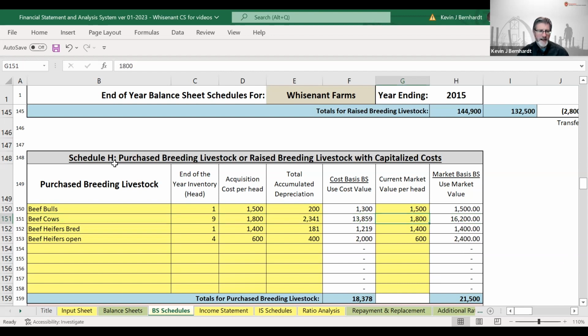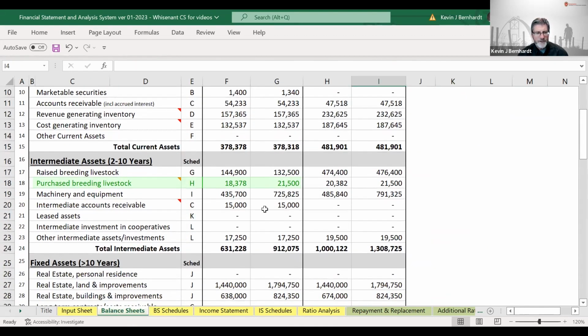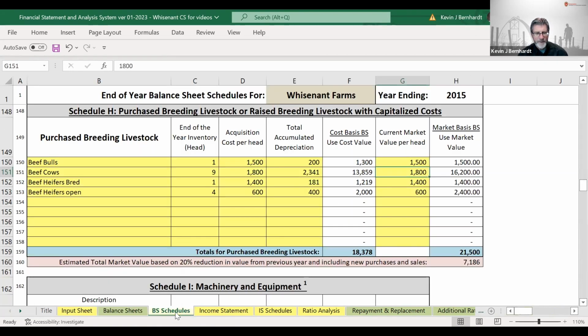So that sort of takes care of the purchase breeding livestock side. As you can see, that adds up to $18,378 on the cost basis side, adds up to $21,500 on the market basis side. Again, if I go over to the balance sheet, I will see that in here. So here's the purchase breeding livestock at $18,378 on the cost basis side, $21,500 on the market basis side. So that information again is automatically transferred over to the balance sheet.